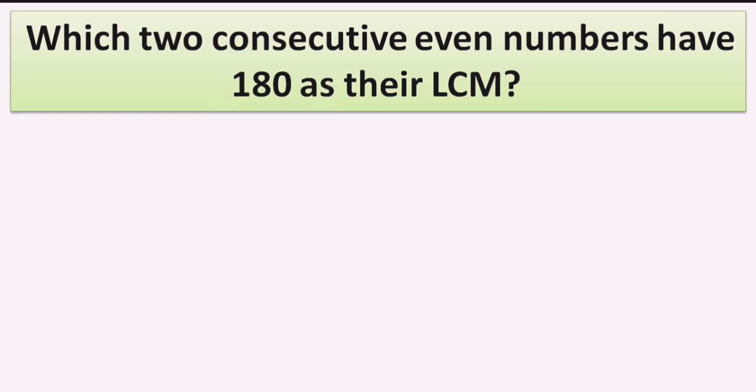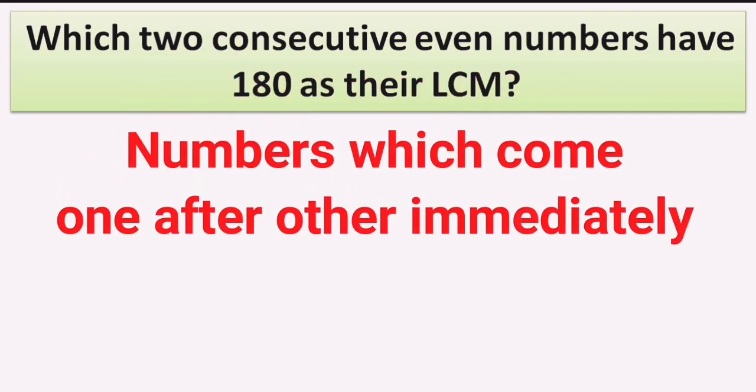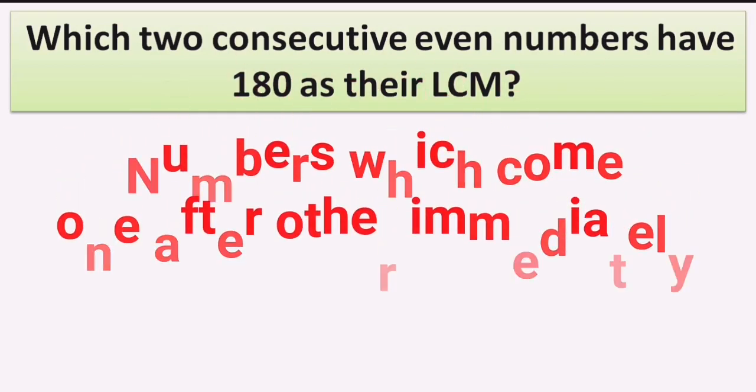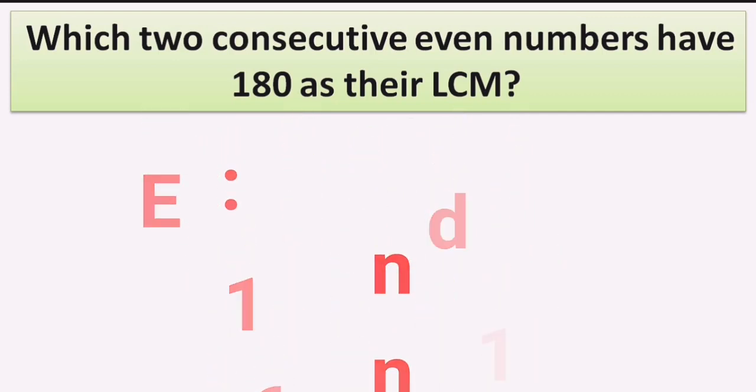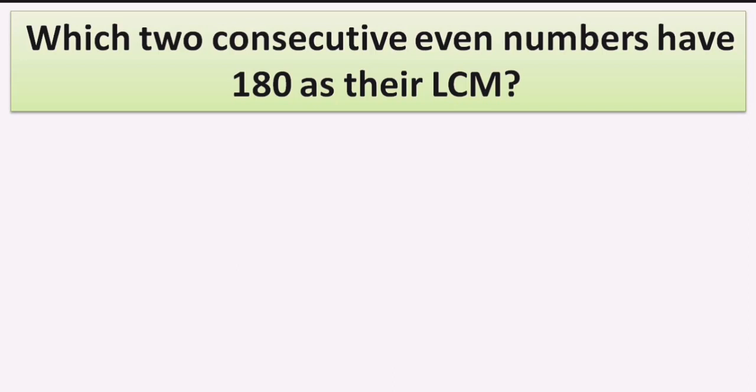Very first, what is the meaning of consecutive even numbers? Consecutive even numbers are the even numbers which come one after the other. That is, 2 and 4 can be said as consecutive even numbers. 16 and 18 can be said as consecutive even numbers, and even numbers are the numbers which have 2, 4, 6, 8 and 0 in their units place. Okay, so the idea is clear now. What is a consecutive even number? Now we require 180 as their expected LCM.